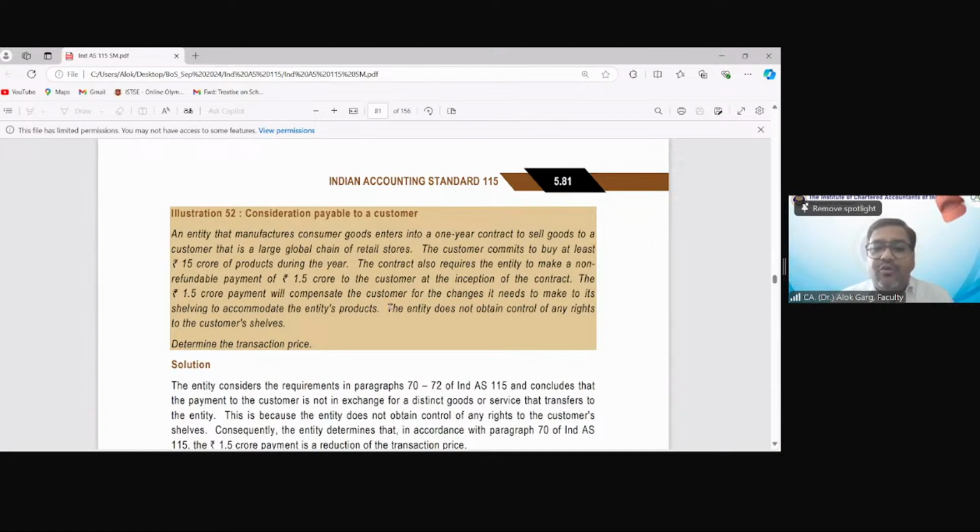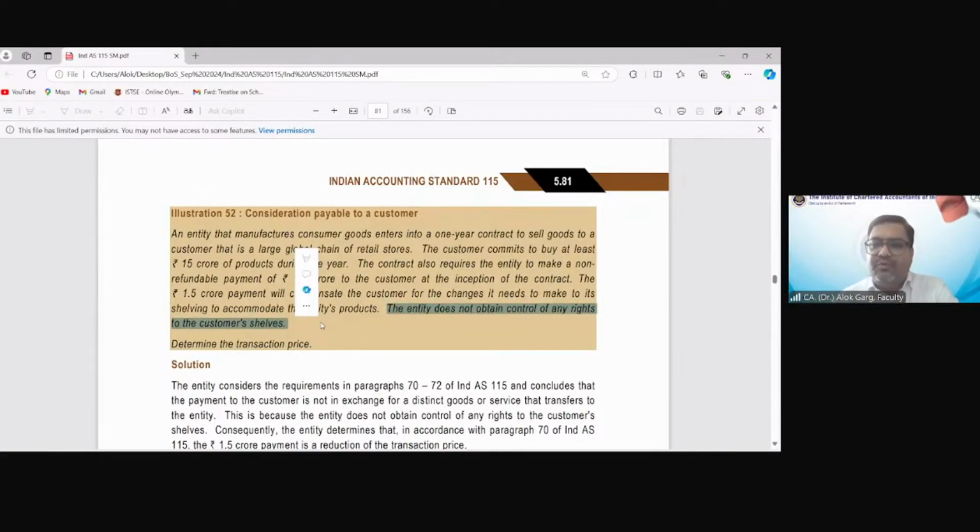The entity does not obtain control of any right to the customer sales. And this entity like Hindustan Unilever, ITC, they are not getting any control on those shelves, right? So those shelves are for the purpose or benefit of DMart, not for the entity, right? So entity का कोई control नहीं है. जो shelf DMart ने बनाया है, if tomorrow DMart decides to keep some other product like Pepsi, Coca-Cola, this entity cannot control DMart to not keep those products in those shelves, right?